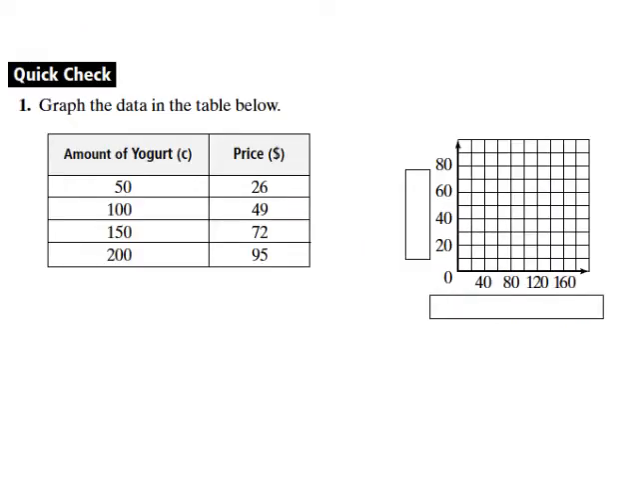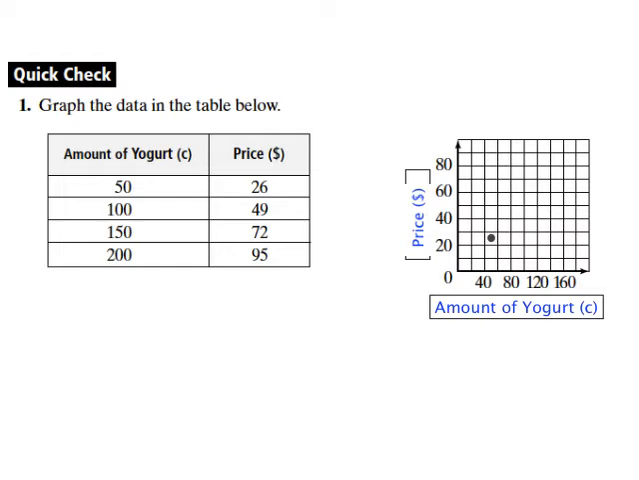Now we're going to graph the data in the table below. We need to first start by labeling the horizontal and vertical axis. We're going to put the amount of yogurt in cups across the bottom, and we're going to put the price up the side in dollars. So when we have 50 cups of yogurt, the price was $26. So we go over to 50 and up to 26 and put our dot.